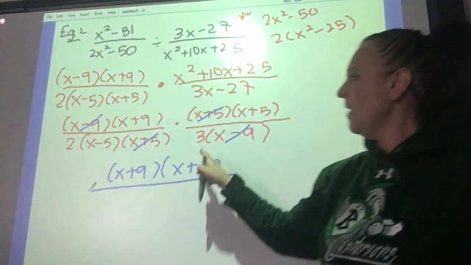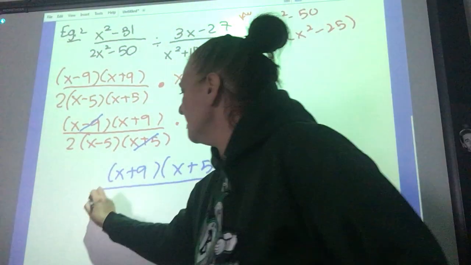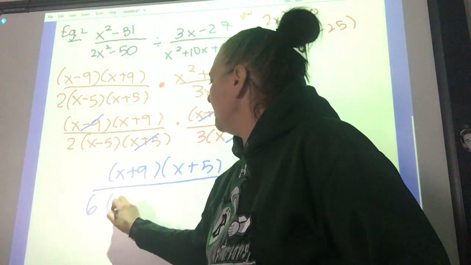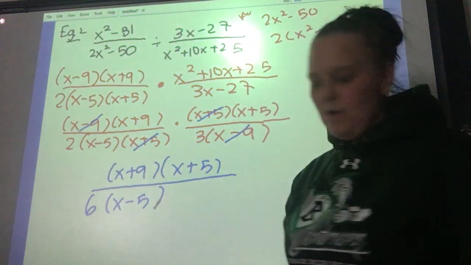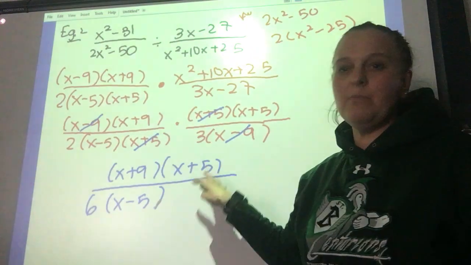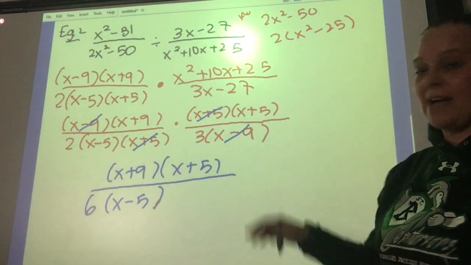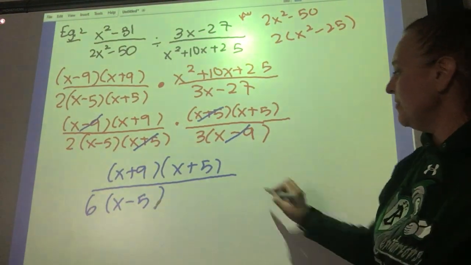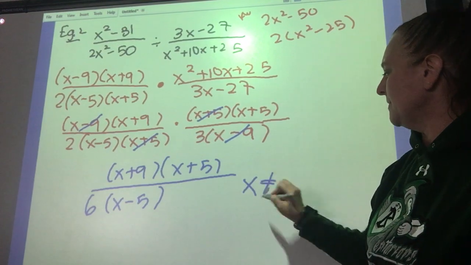So we're left with an x plus 9 here and an x plus 5 here. Oh, we have a 2 and a 3, which is 6, so you should clean up a bit. And we're left with an x minus 5. And that's it. So that is what we are left with. And again, there's no need to multiply out the numerator. Once it's factored, simplified, that's it. The only thing we do need to do is get our non-permissibles.